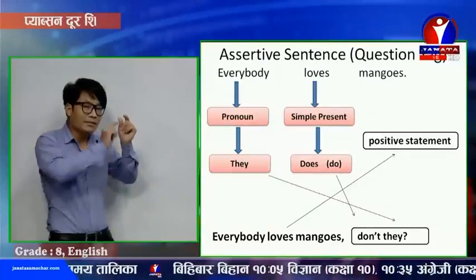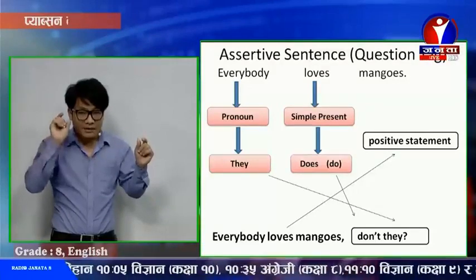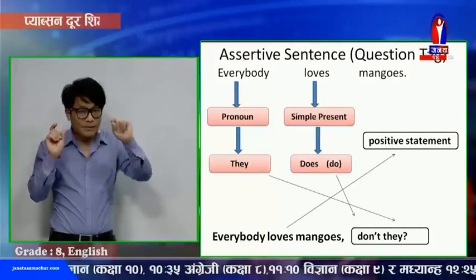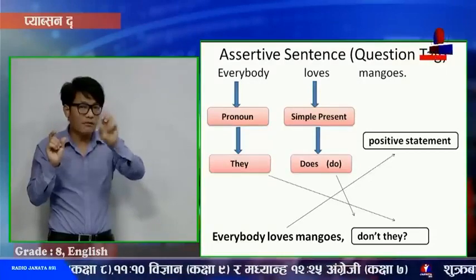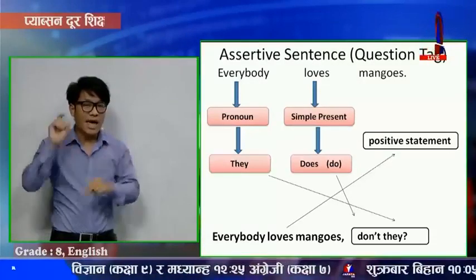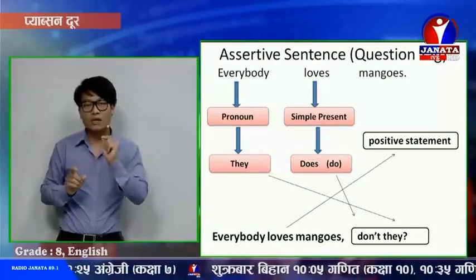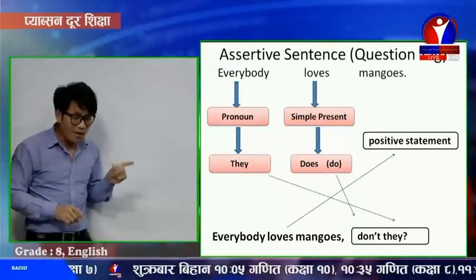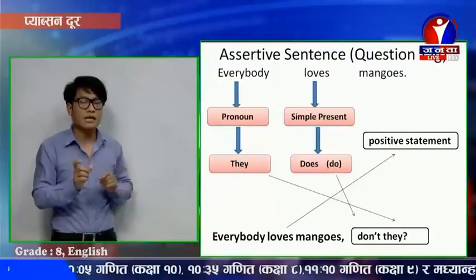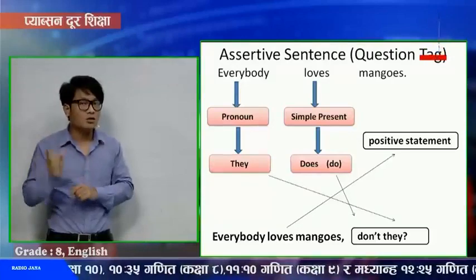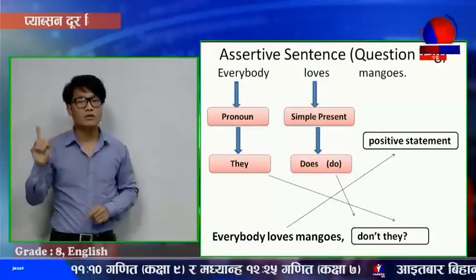Everybody, the subject, has been changed into the pronoun they, and this is a simple present. Simple present has two auxiliary verbs, do and does, and they takes do. Everybody loves mango is a positive statement, that's why the question tag should be negative. So do becomes don't. Everybody loves mango, don't they?